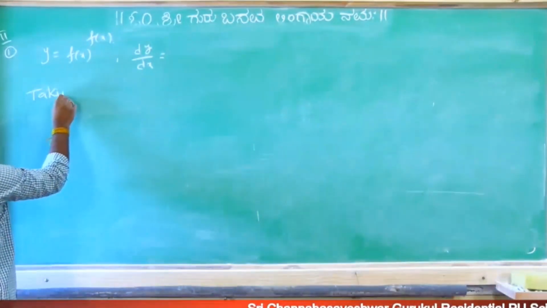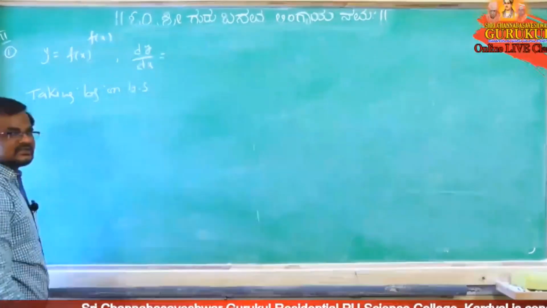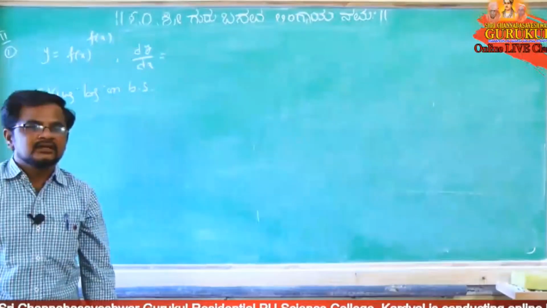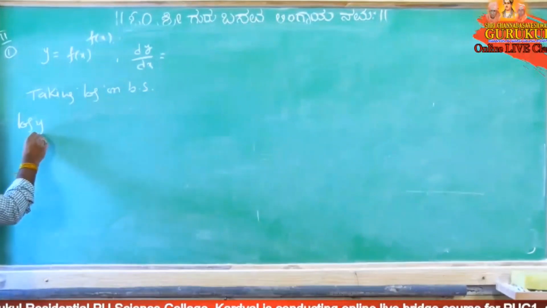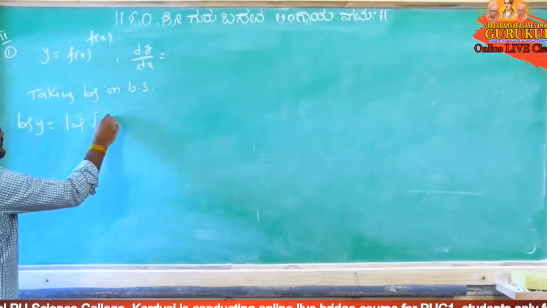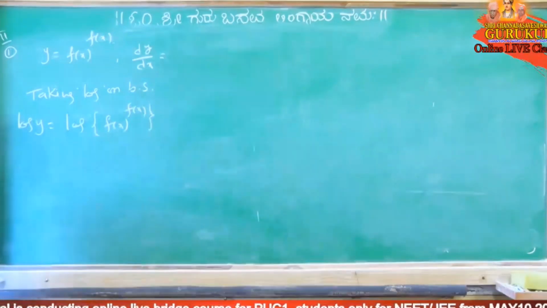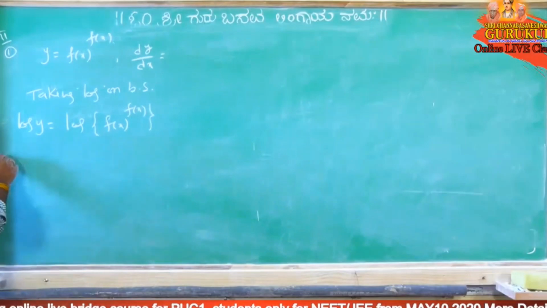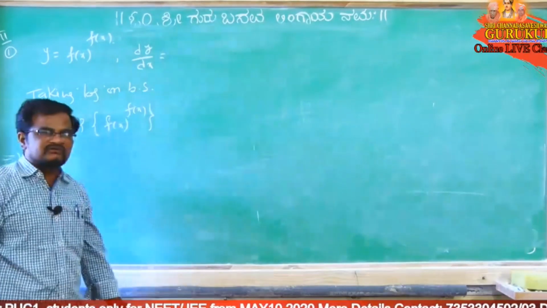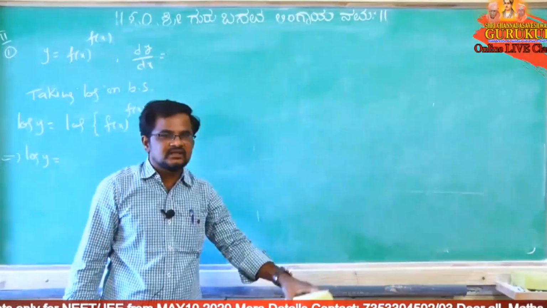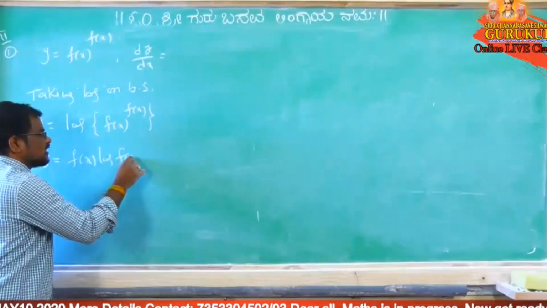Taking log on both the sides. Taking log on both the sides. log y equals log of f of x whole power f of x. Now, how do we write log of f of x whole power f of x? By the third property, it is f of x into log of f of x.